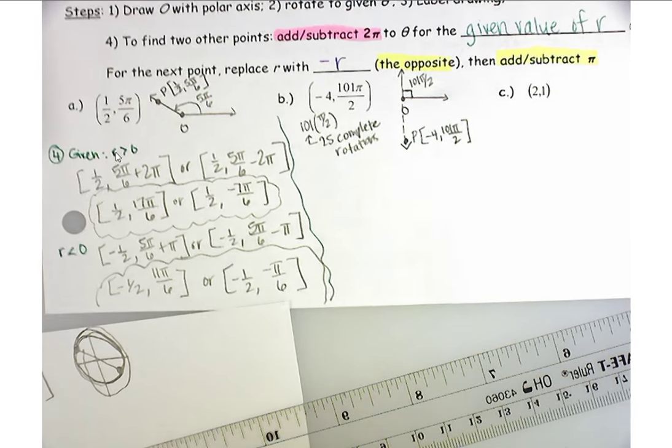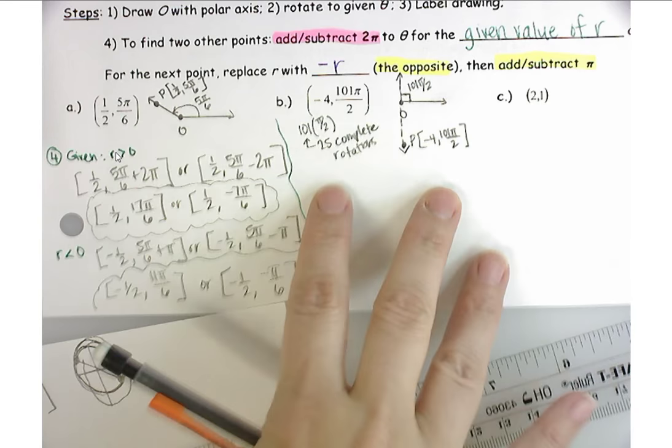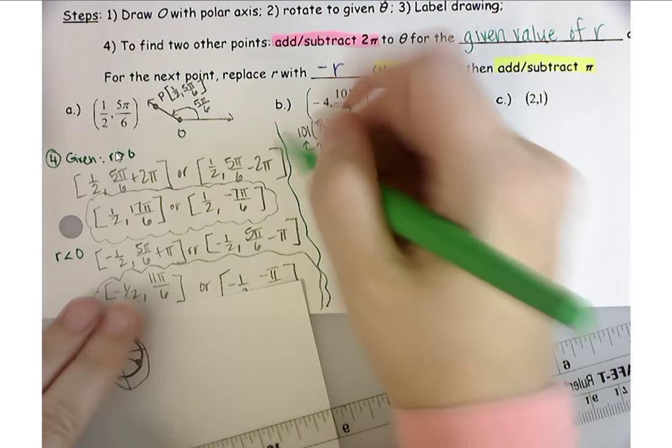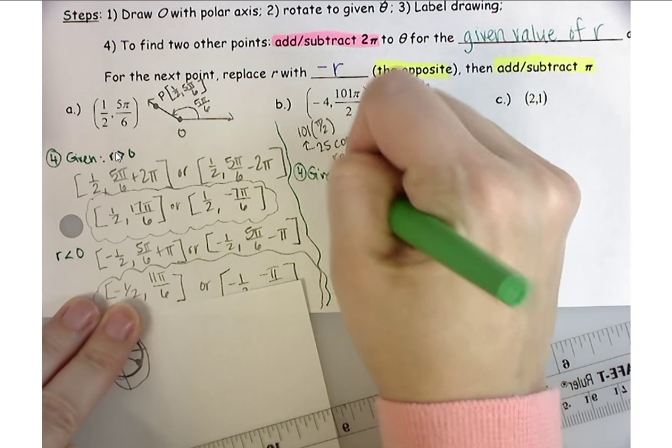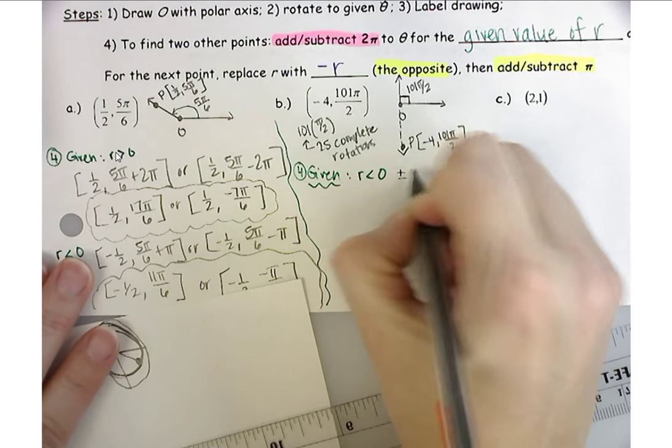All right, now if you look back at the directions, it says you want to use whatever the given value is to add or subtract 2 pi. So then you want to ask yourself, what was given here? Was it the positive r or the negative r? The negative r. So what's given for step 4 is r is less than 0.